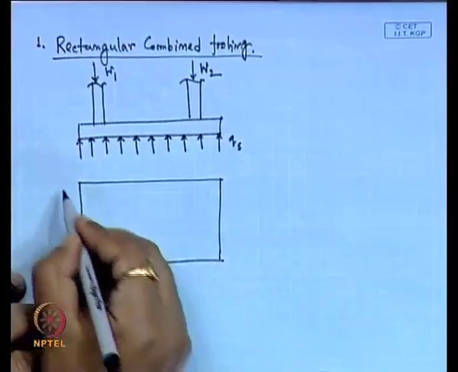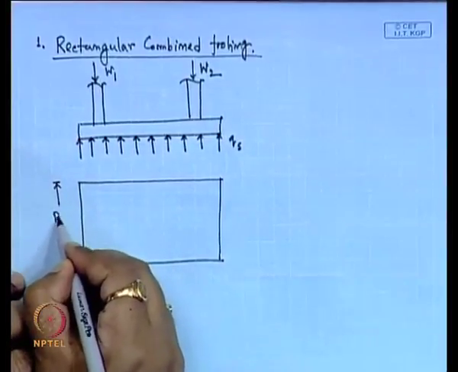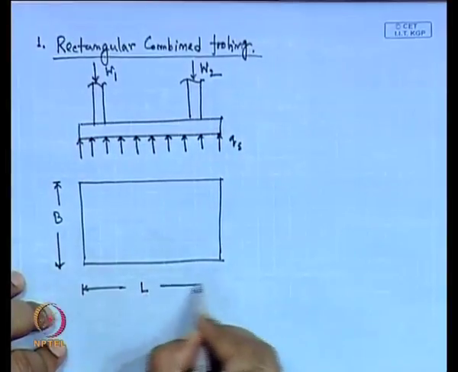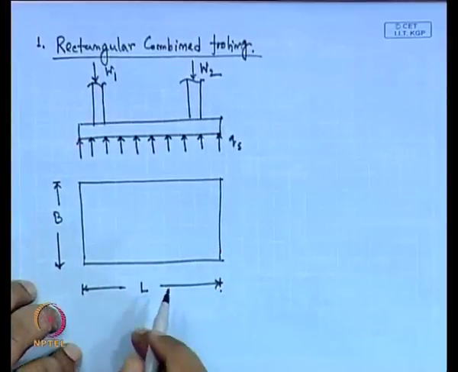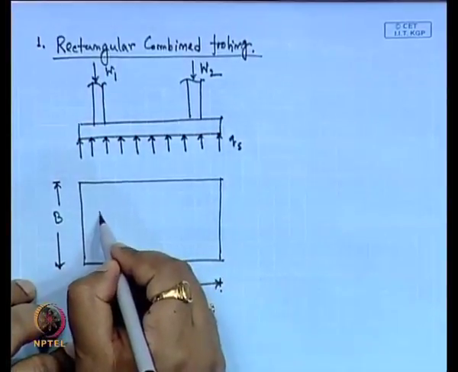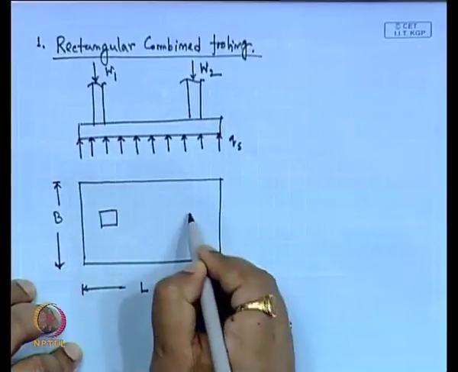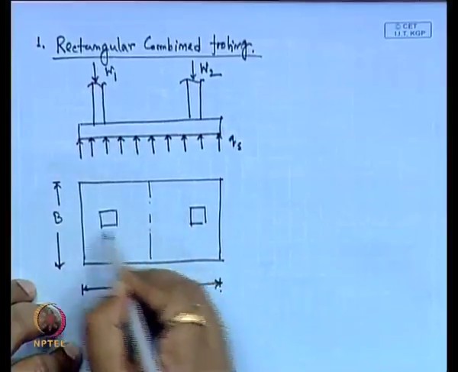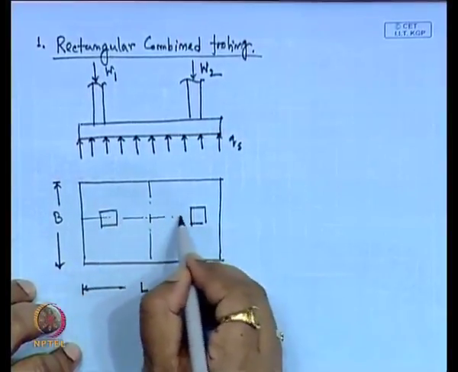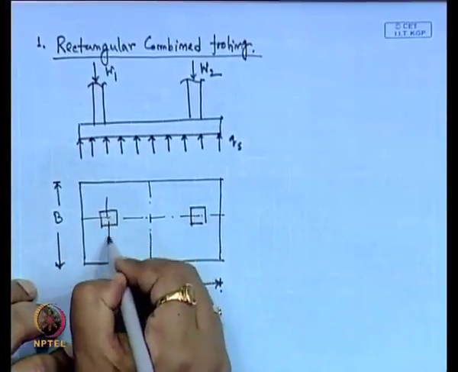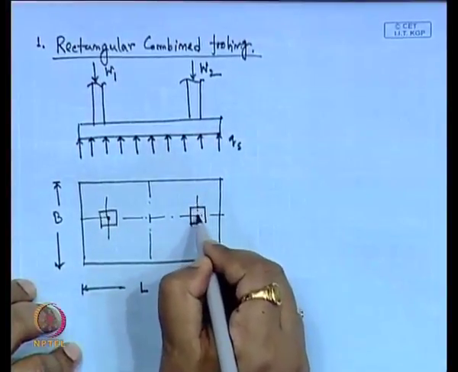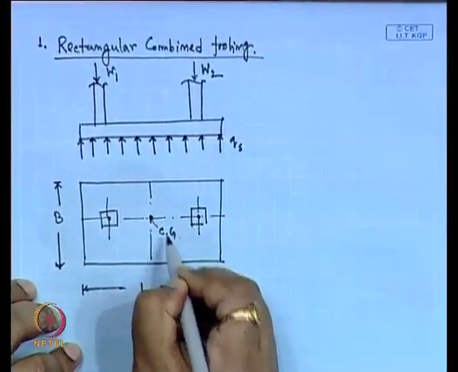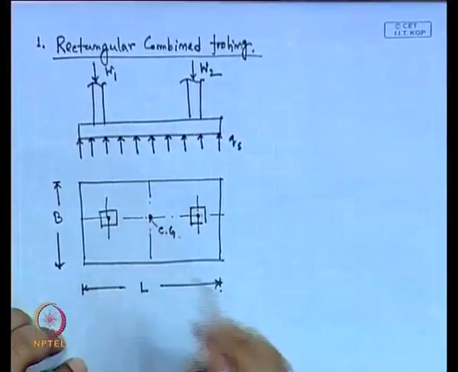Initially we consider B as the width of the footing and L as the length of the footing. These are the two column positions, this is column 1 and this is column 2, and this is the center line of each column, and this is the CG of this foundation.